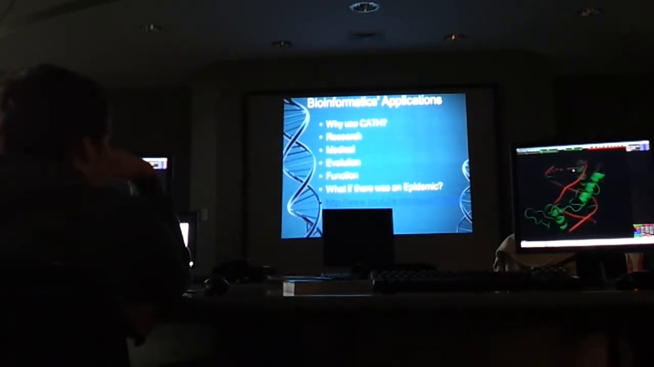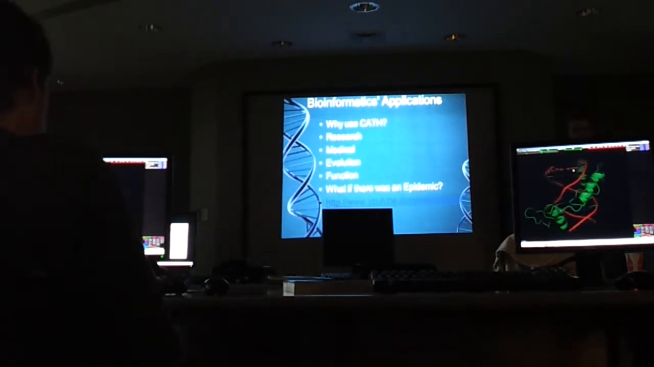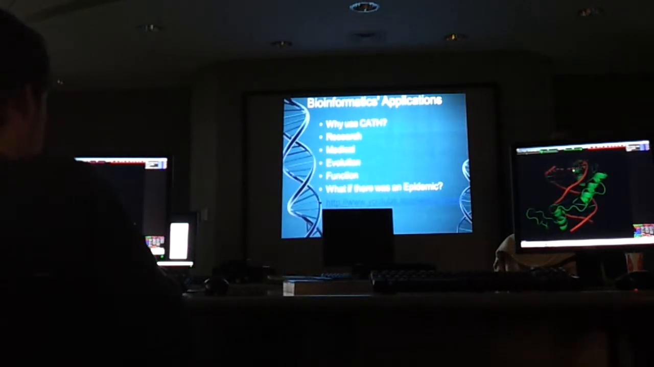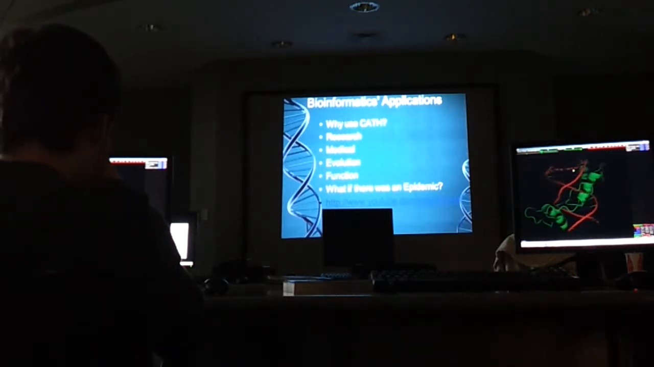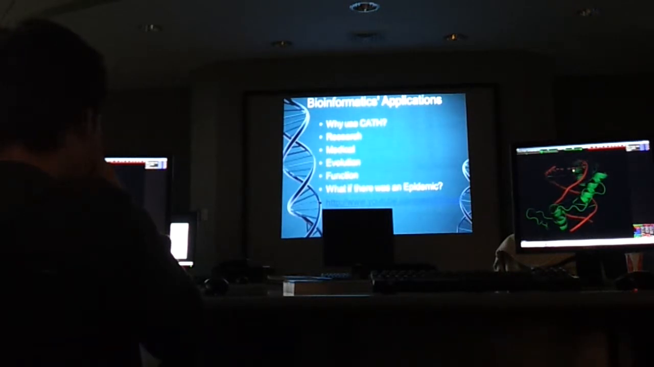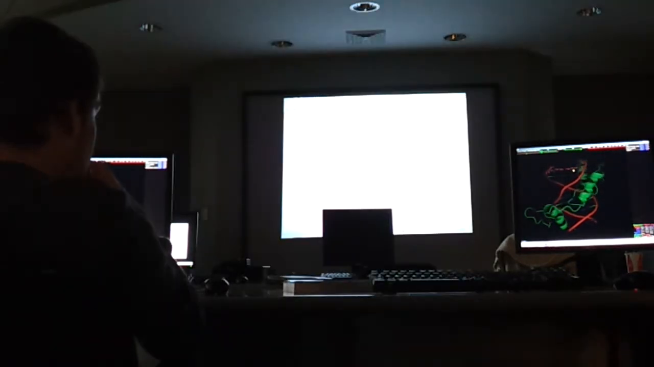Evolution, comparing proteins that are in humans and chimpanzees and their different functions, from functioning protein in a fish to functioning protein in a human. Look at the different motifs of the proteins that way, functions. And I'm going to show a movie trailer actually, because what if there was an epidemic? What would scientists do if there was an epidemic?